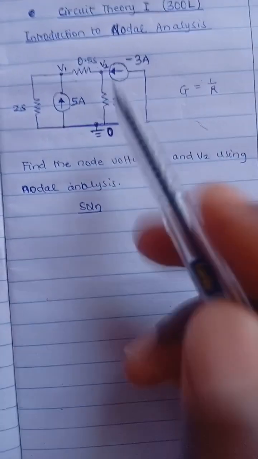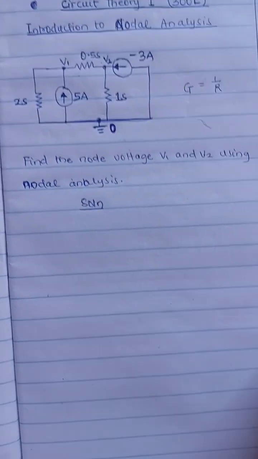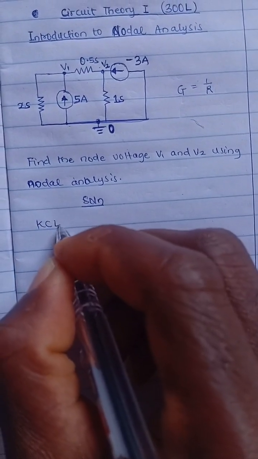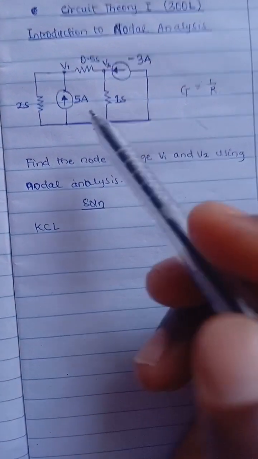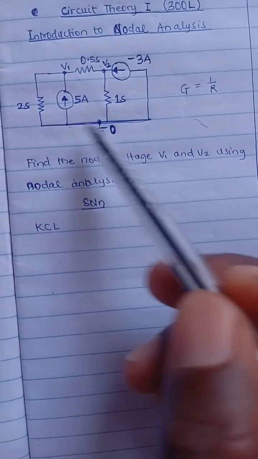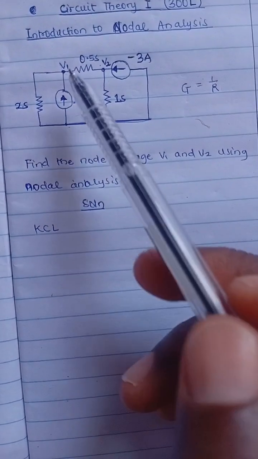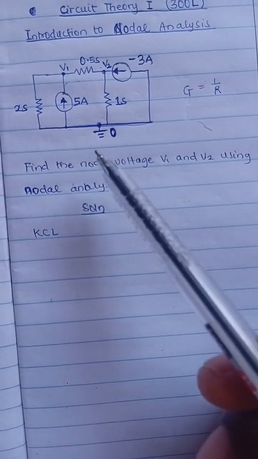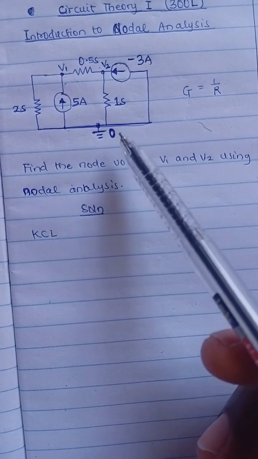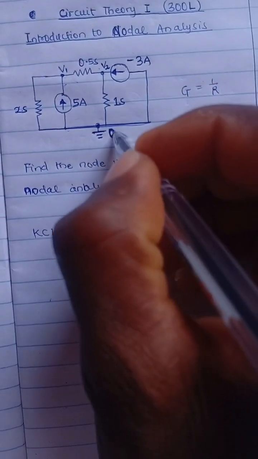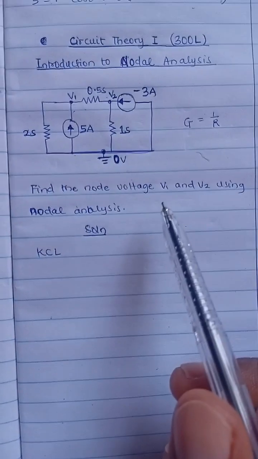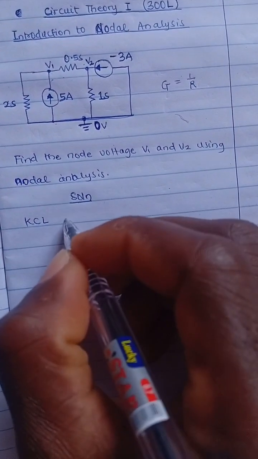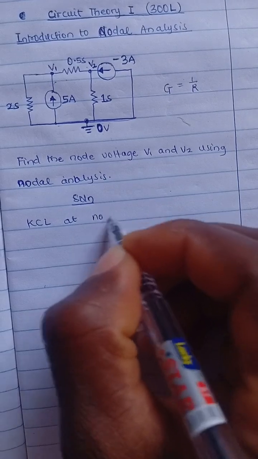So for us to use nodal analysis, we will always apply our Kirchhoff's current law, KCL, to each of the nodes, with the exception of the ground node. So we are applying KCL to node 1 and node 2, but would not apply it to the ground node because there is no unknown voltage on the ground node. The ground node voltage is known, which is 0 volts, right? So it's known, so there will be no need of applying KCL at that node. So apply KCL at node 1.